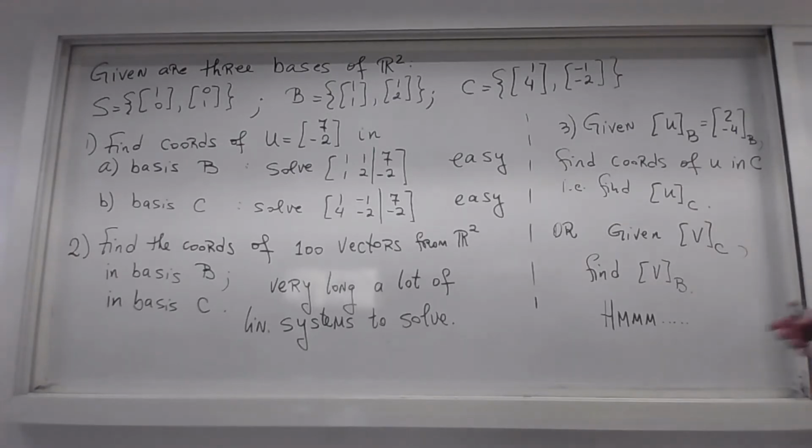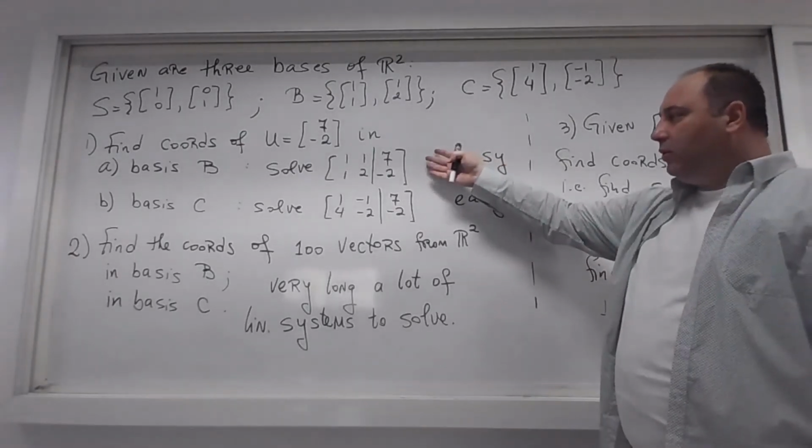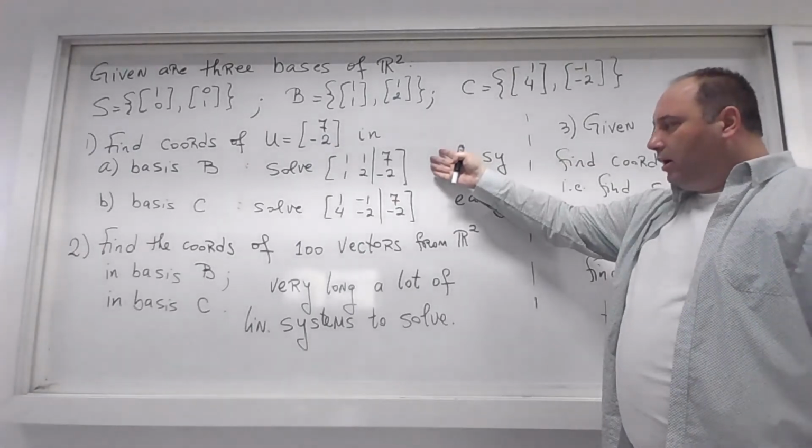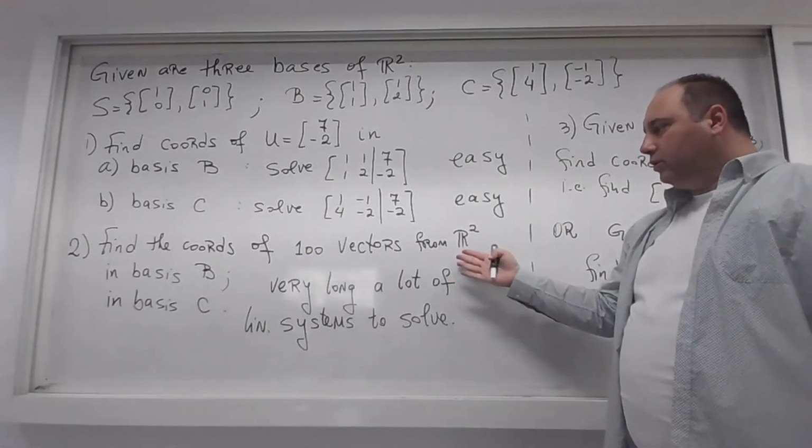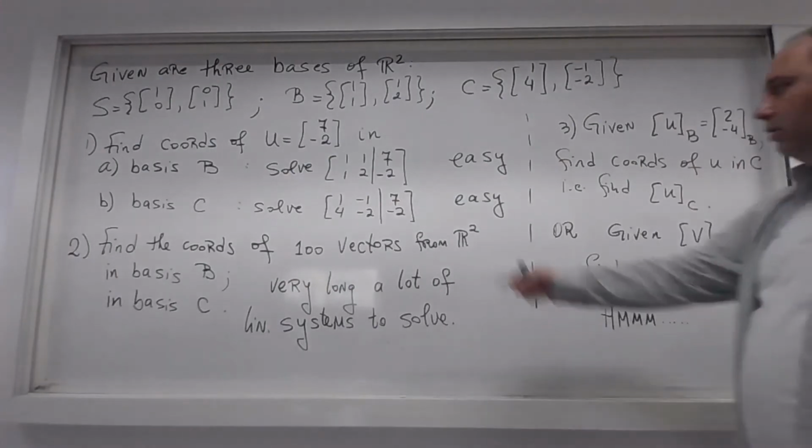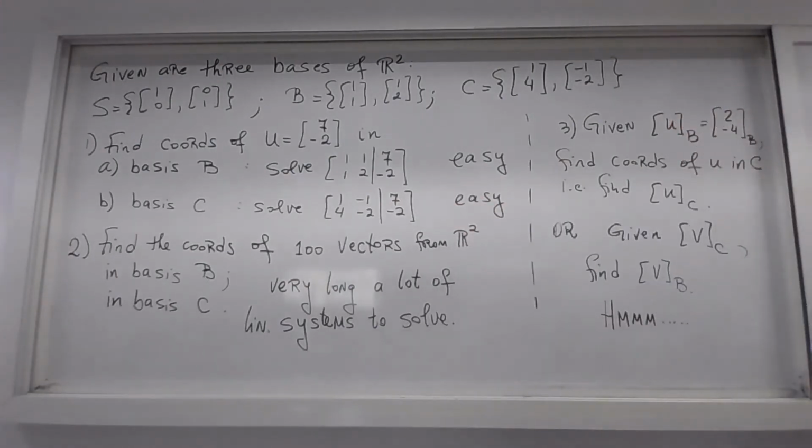So we go from very simple, easy, one vector at a time, and then we can say, hey, but if I give you a lot of vectors, you're going to suffer, even though each time you solve the system and you know how to do it, it's very long and it's painful. And then I can make it even more puzzling, telling you, hey, I give you coordinates in one basis, give me the coordinates of the vector in another basis. Good luck. So these are the questions we can ask.